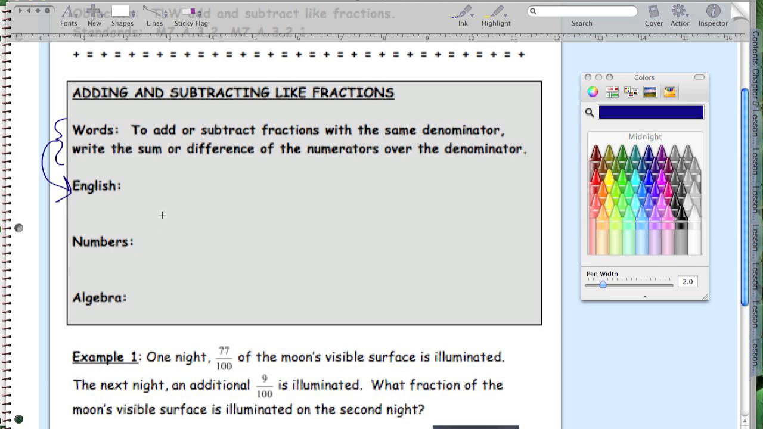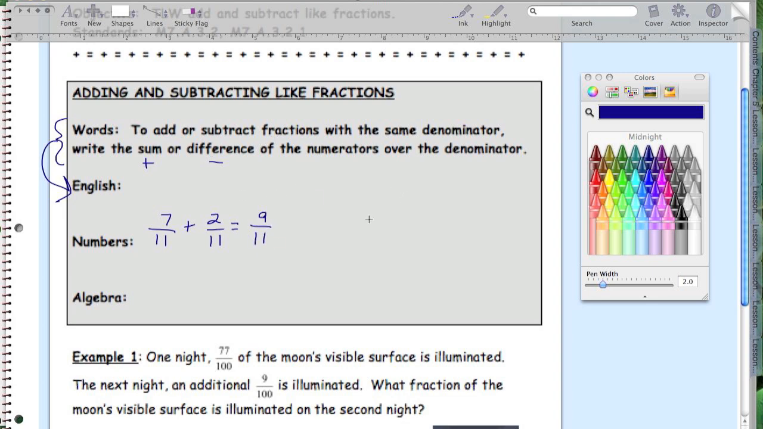numbers for examples, if we have 7 over 11 plus 2 over 11, it says to add or subtract fractions with the same denominator as we have here, 11, 11, write the sum or difference, sum if you're adding, difference if you're subtracting, of the numerators over the denominator. So really, just write the sum of the numerators. Add the numerators and keep the denominator the same. This is going to give me 9/11ths, and we're done.